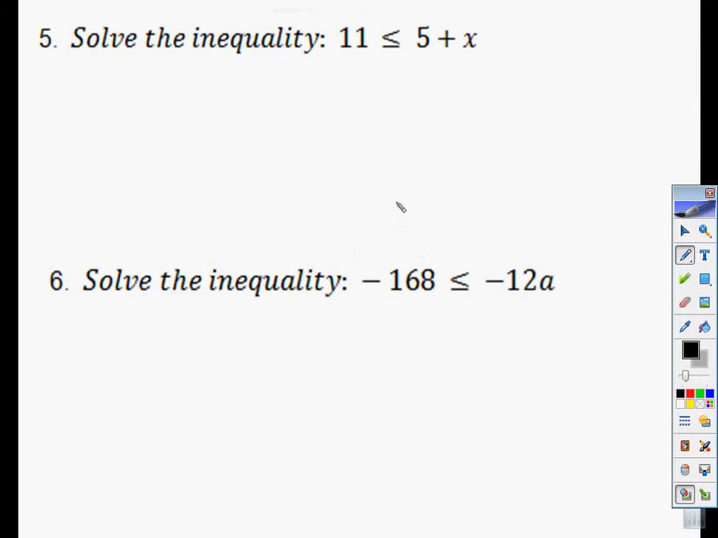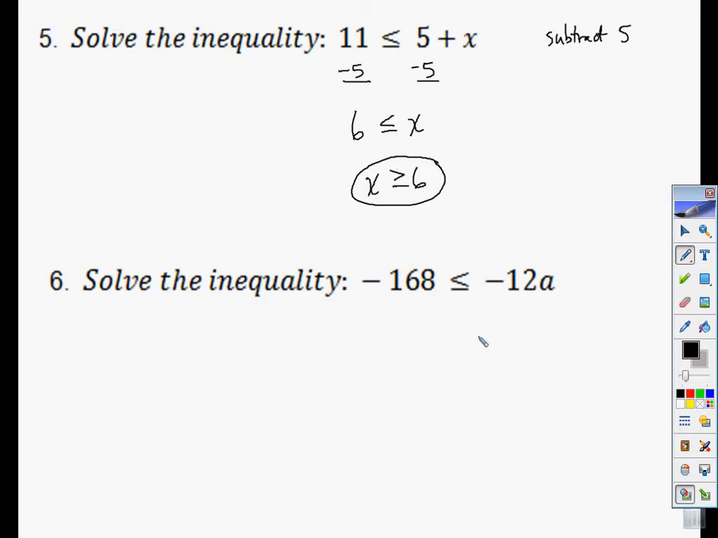All right, solve the inequality 11 is less than or equal to 5 plus x. Okay, again, we're solving for x, so we're going to need to subtract 5 from both sides. So I subtract 5 from the right, from the left. So 6 is less than or equal to x, and again, we want to read from the variable. So really, an equivalent way and the best way of writing this would be x is greater than or equal to 6. And that's your solution.